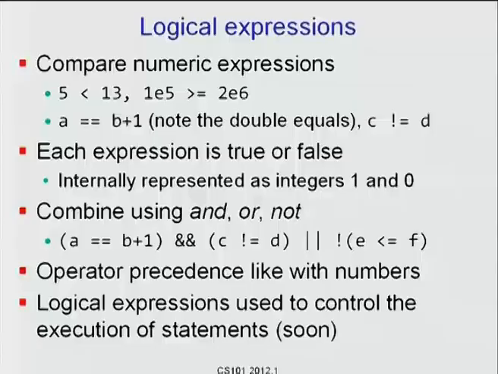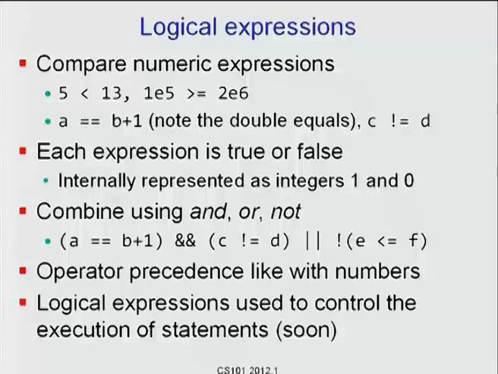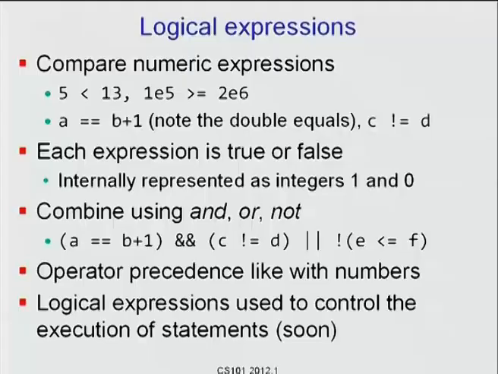Okay. The next kind of expressions we will consider will be logical or Boolean expressions. And as I was saying, these are 0, 1 or true false values, which are the results of various checks or comparison between numbers and so on. So for example, 5 less than 13 is a Boolean expression with value true. In C and C++, that true is represented by some integer which is not 0, typically 1, but not necessarily. 1e5 greater than or equal to 2e6 is a Boolean expression with value false or 0.